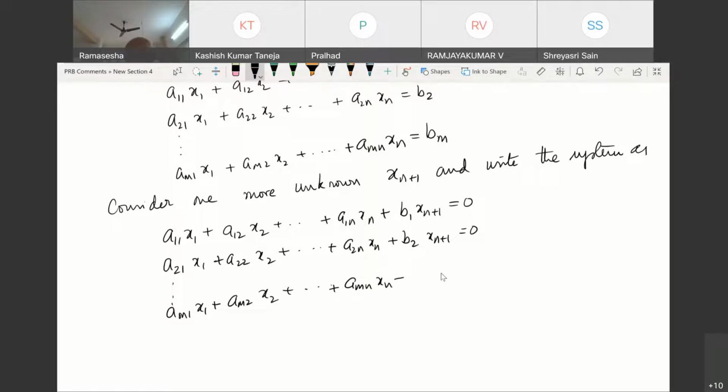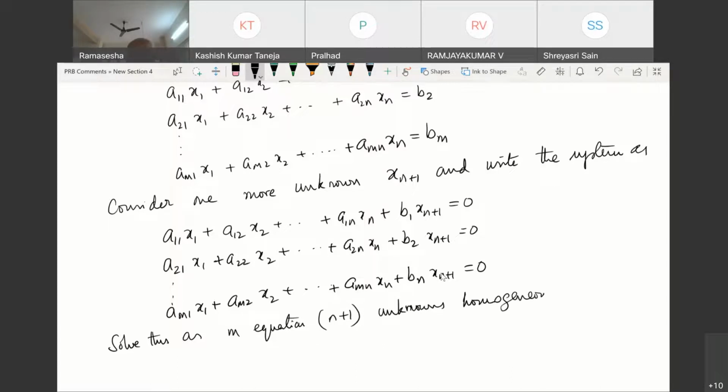Okay. So solve this as m equations, n plus 1 unknowns, homogeneous system. So I have cheated and I have written this as a homogeneous system by introducing one more unknown, which is xn plus 1. Then the solution is given by xn plus 1 equal to minus 1.